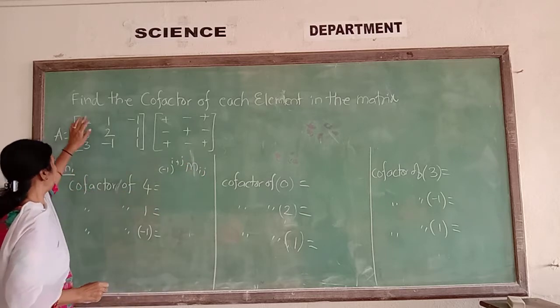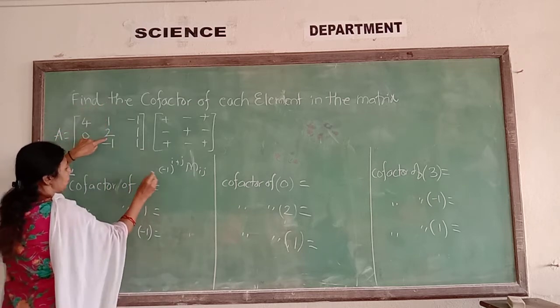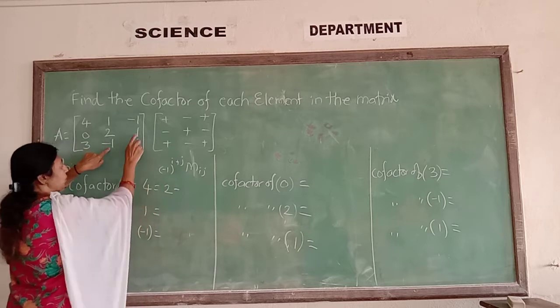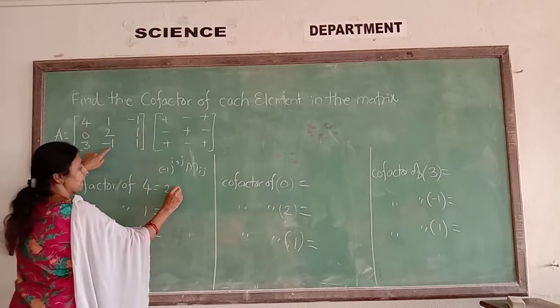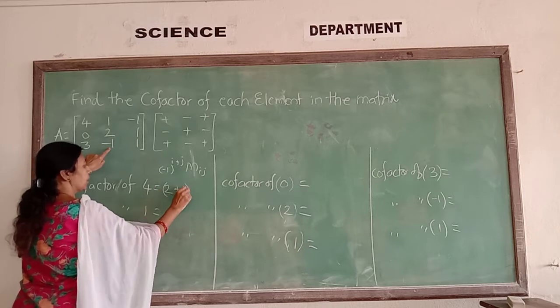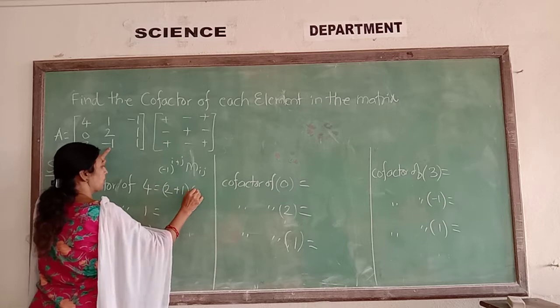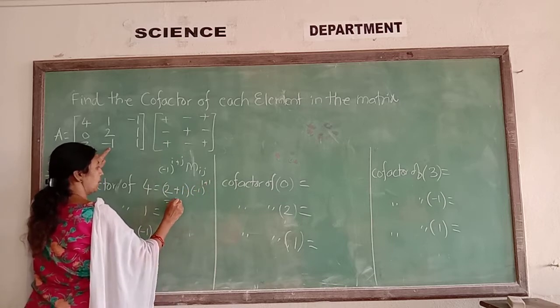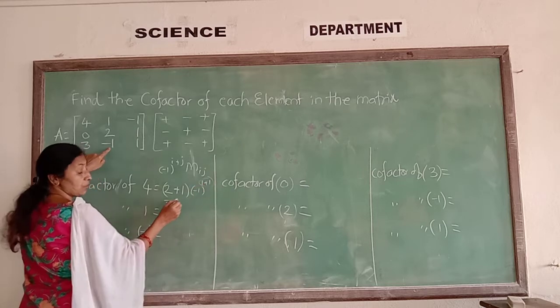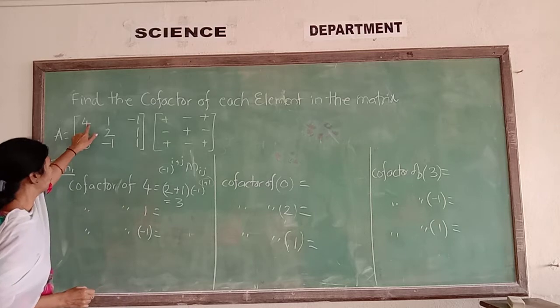So for the cofactor of this element, leaving this row and column, it is cross multiplied. 2 into 1 is 2. Minus 1 into -1 is +1. So it is 3, into -1 to the power 1 plus 1. What is the answer here? The power is 2, which is even, so minus will go. 3 is the cofactor of 4.